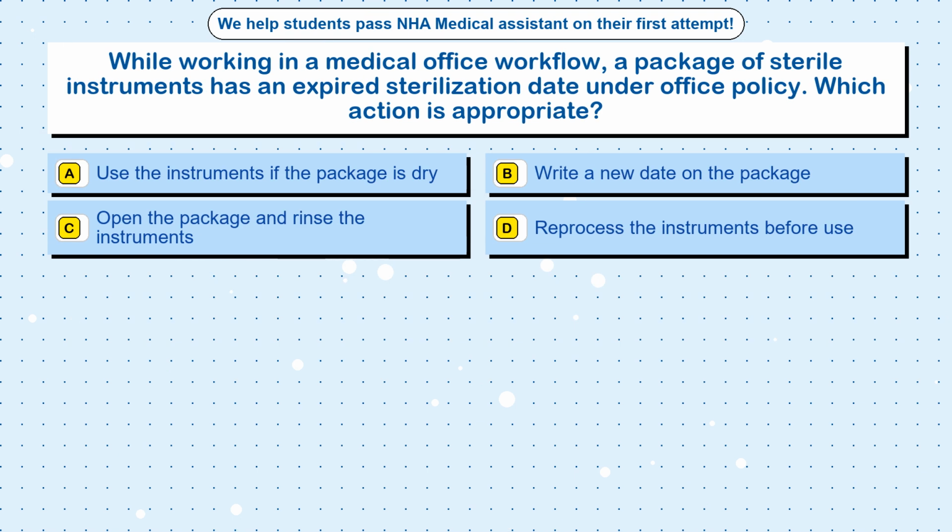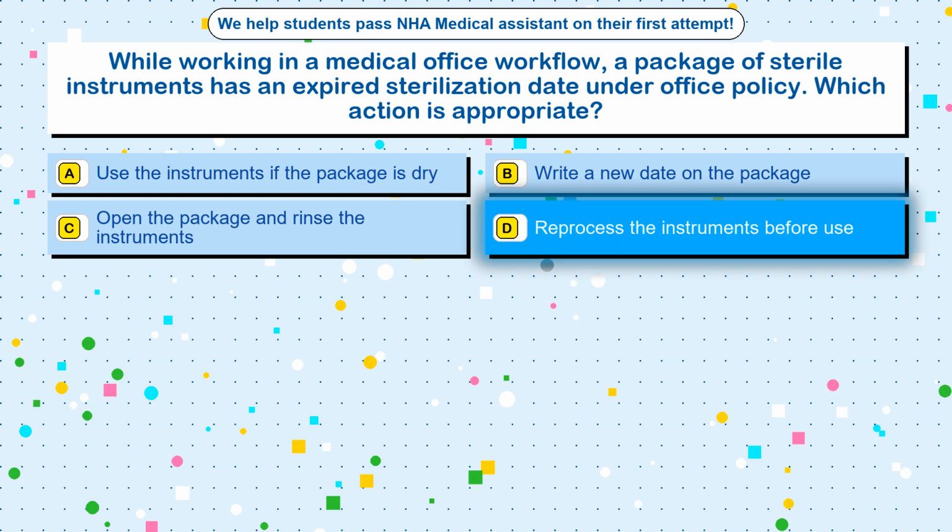Question 10. While working in a medical office workflow, a package of sterile instruments has an expired sterilization date under office policy. Which action is appropriate? Option A, use the instruments if the package is dry. Option B, write a new date on the package. Option C, open the package and rinse the instruments. Option D, reprocess the instruments before use.